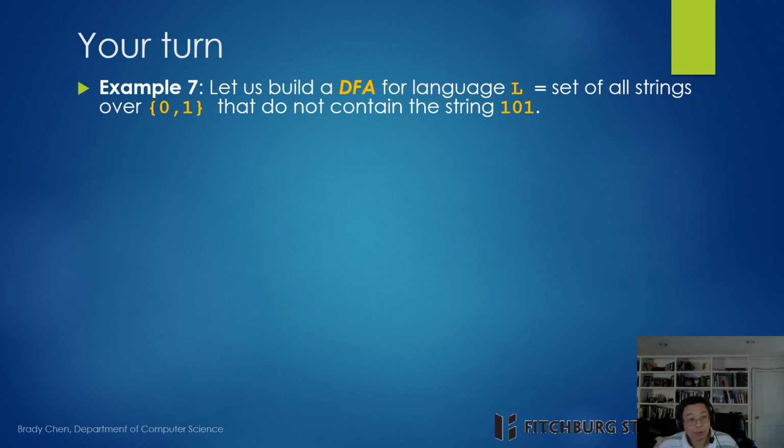Okay, so now it's your turn. Example 7. Let us build a DFA for language L, which is the set of all strings over 0, 1 that don't contain the string 101. How can we build that finite automata? I'm going to post this on the discussion forum on Blackboard. So feel free to provide your answer on this one.